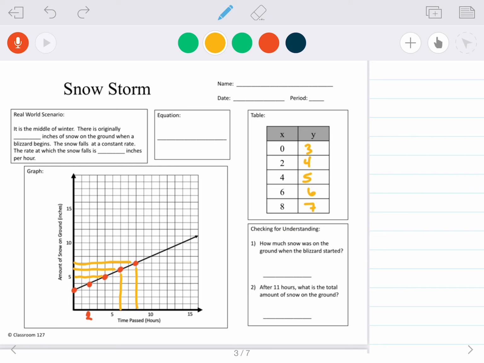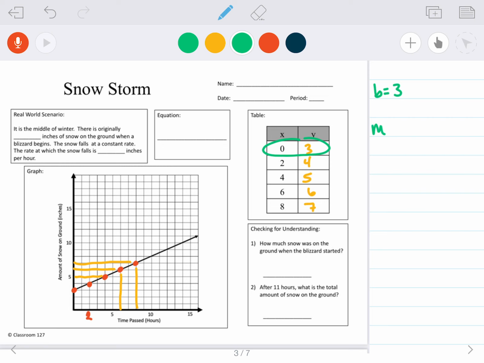All right, so now we need to figure out what the equation is. We know what the y-intercept is, right? Right off the bat, we can see that our y-intercept is 3. That occurs when x is 0. Now we need to figure out what the slope is.